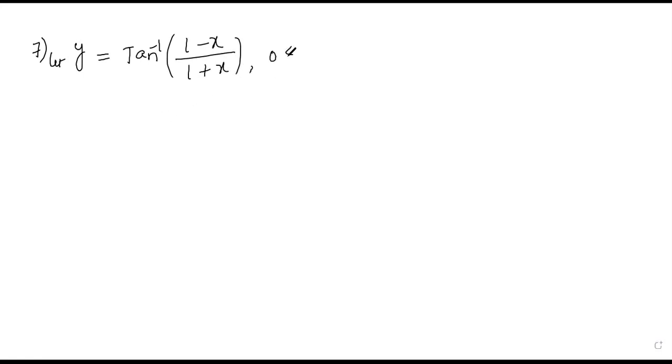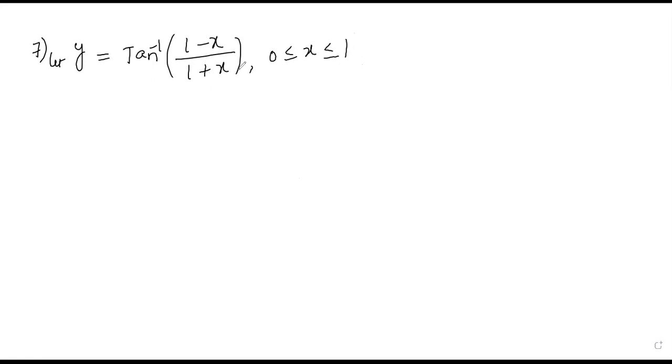So next, you look at the seventh question. The smallest and largest values of tan inverse of (1 minus x) by (1 plus x), where 0 is less than or equal to x less than or equal to 1. Let it be y. Let y is equal to tan inverse of (1 minus x) by (1 plus x). The domain of this function is restricted to 0 to 1. Then in this interval we have to find its maximum value and minimum value.